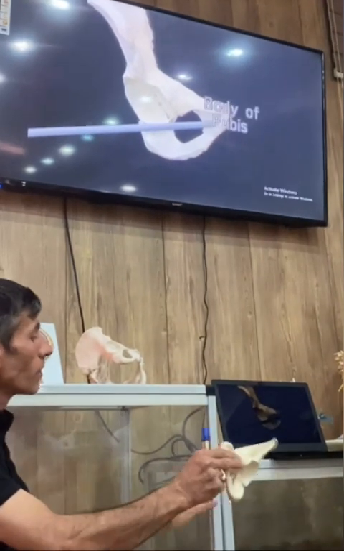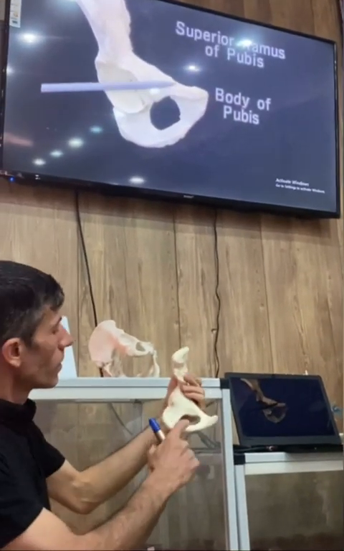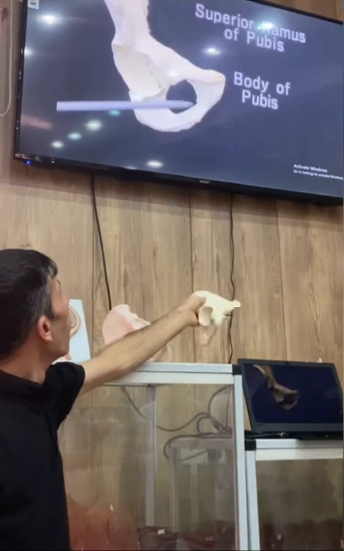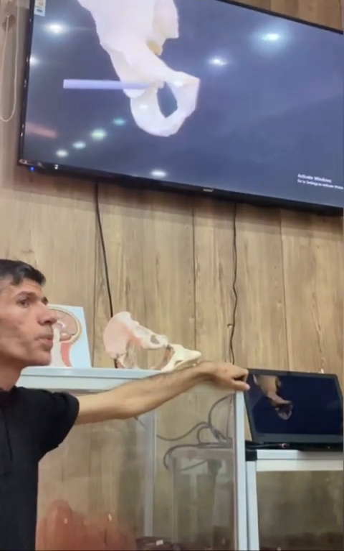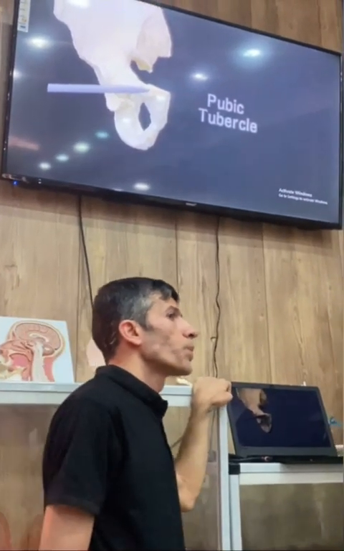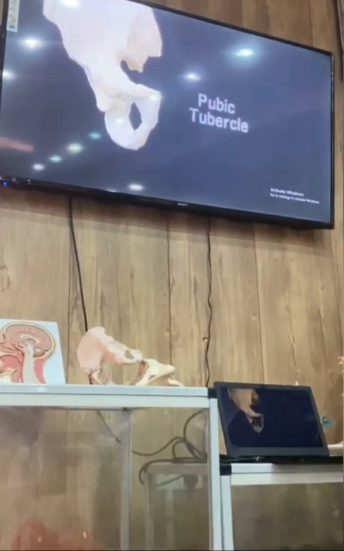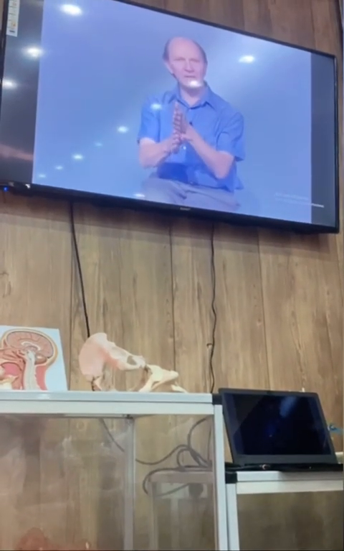This is the body of the pubis, this is the superior ramus of the pubis, and this is the ischiopubic ramus. This prominence is the pubic tubercle, to which the inguinal ligament is attached. It's helpful to keep in mind that the upper part and the lower part of the hip bone face in different directions, like my hands.